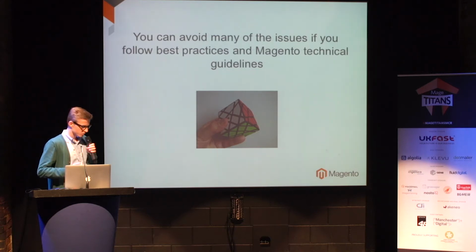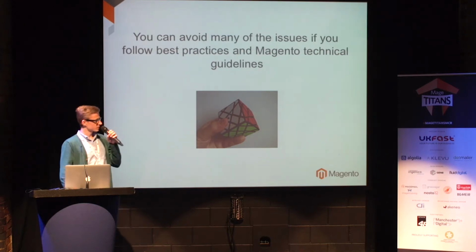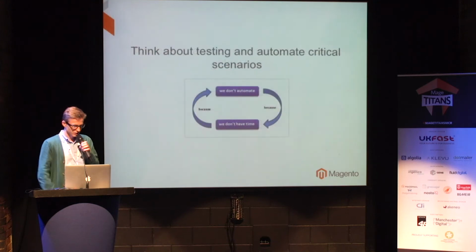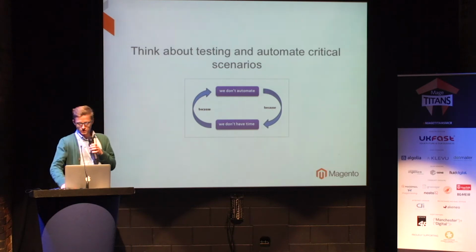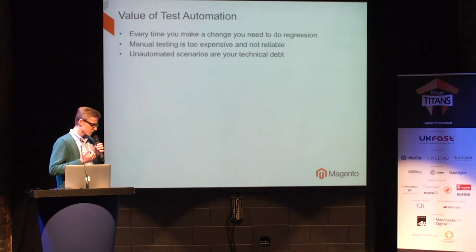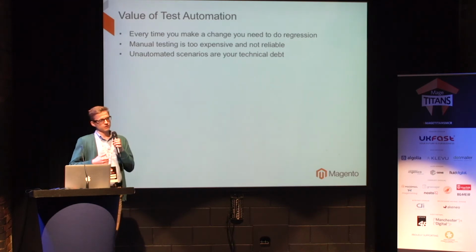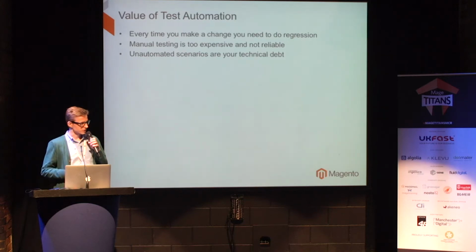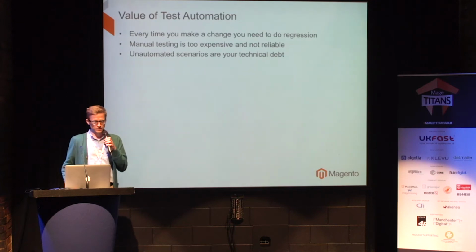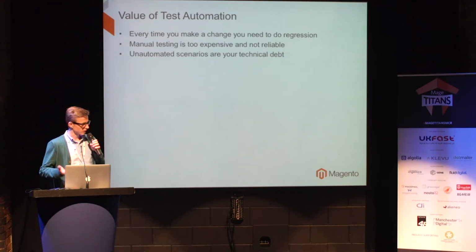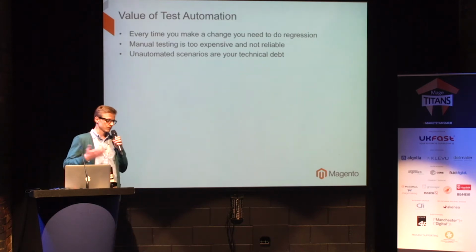So in this presentation, I will talk about some of the things from technical guidelines and best practices. And first thing I want to talk about is testing and test automation. As I mentioned, every time you do a change or when you add new feature, you need to somehow test that functionality. And if you don't have automated tests, you need to do that manually. And manual testing is not reliable. Two people executing the same scenarios may execute it differently and get different results.